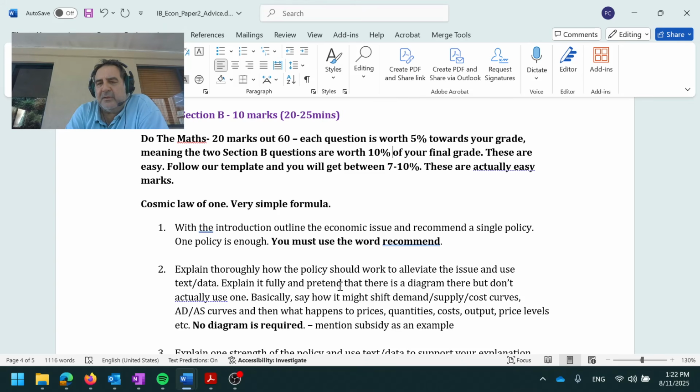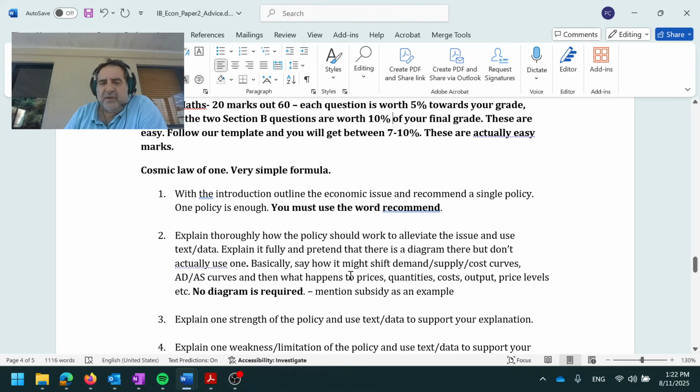There is absolutely no reason to discuss more than one policy, just stick to one, okay? I would strongly urge you to use the word recommend in the opening of your response in terms of the introduction. A lot of you on the mocks, a lot of you in previous term exams didn't use the word recommend when we told you you should. Again, take a deep breath and use the word recommend in the opening.